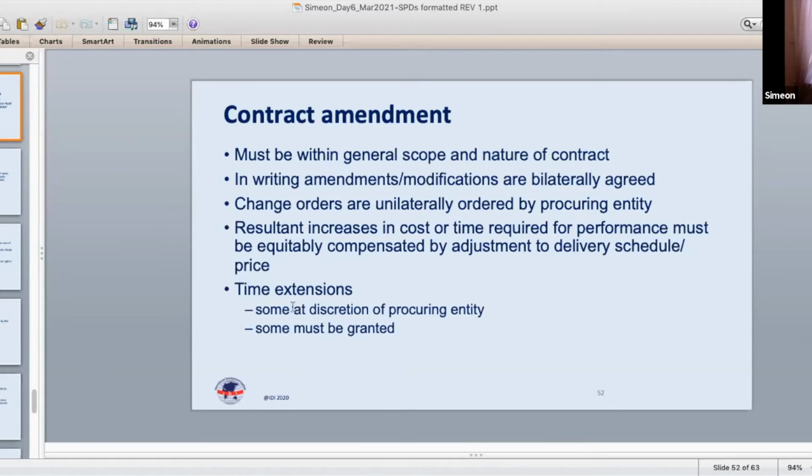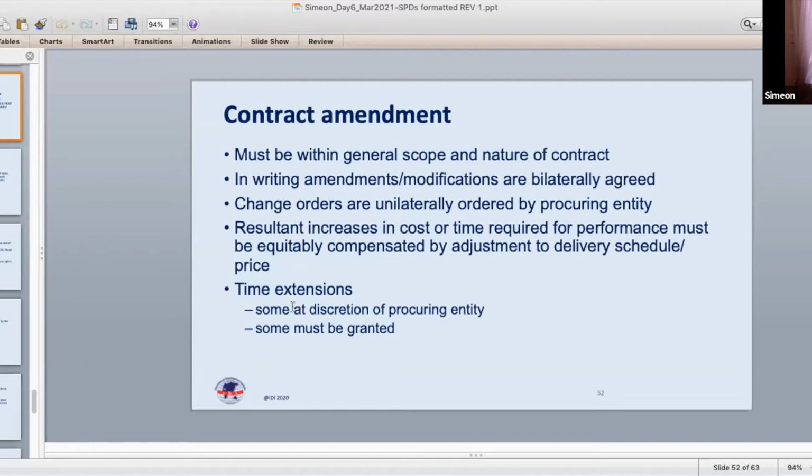And there's an exception to that basic principle, which is particularly relevant in the construction context. And that is a contract provision that empowers the procuring entity or its representative to unilaterally, without that bilateral agreement that I just mentioned, order the contractor to perform certain changes, to changes in the specifications or something having to do with how the contract is being implemented.